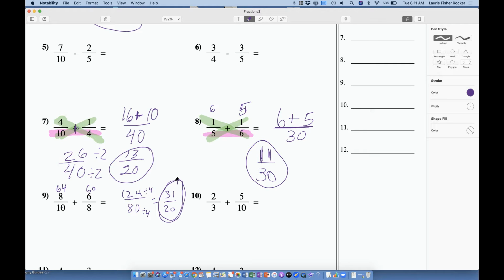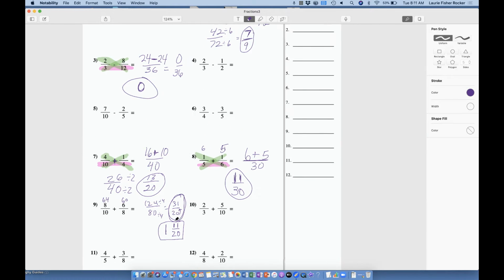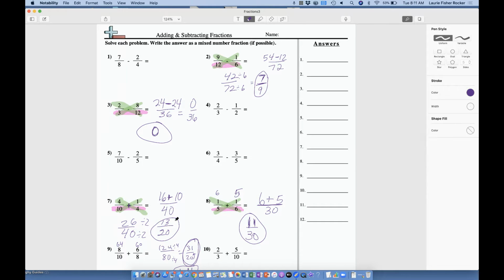hey, guess what? You need to make that mixed. And if you had to, you'd just say, oh, 20 goes into 31 1 times. 1 minus 0 is 1. 3 minus 2 is 1. And then I just keep that 20. The 20 always stays. So 1 and 11/20. Okay, so that's a little bit. Again, you're taking a look at this. It's a strategy. I specifically picked smaller fractions like this. Yeah, some are reduced, but they're all pretty small.